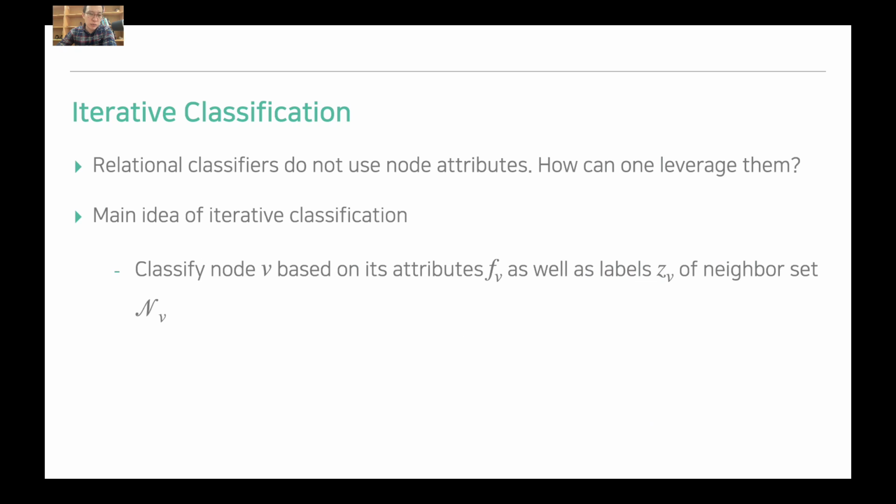But the previous one does not use node attributes, right? So how can we leverage the features? The main idea is to classify node V based on its attribute F_V as well as the labels Z_V of the neighbor set N_V. In short, we use the neighbors' labels and their own attributes at the same time. So we utilize both kinds of information.